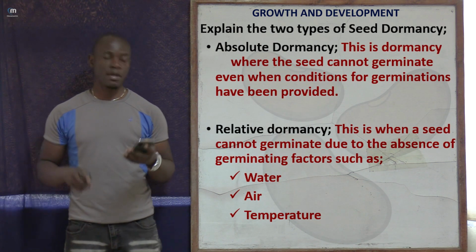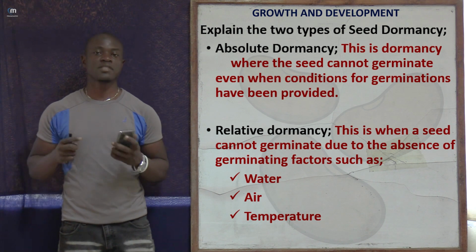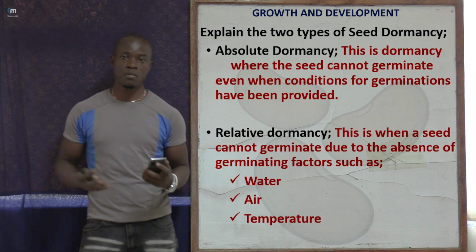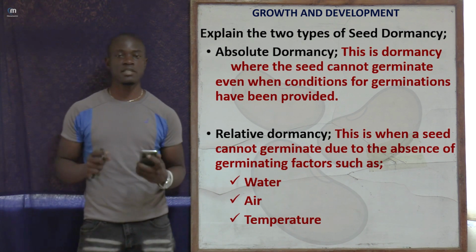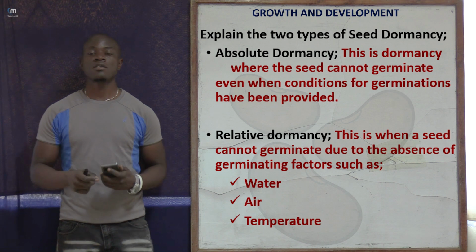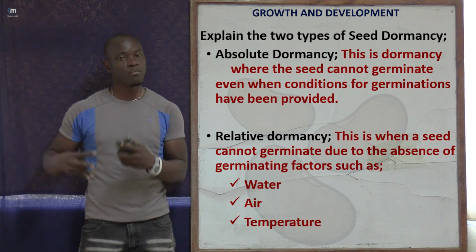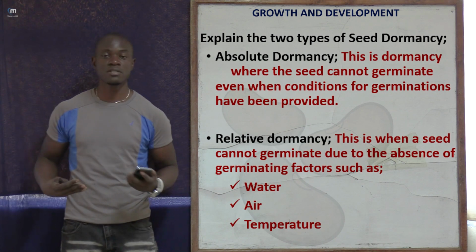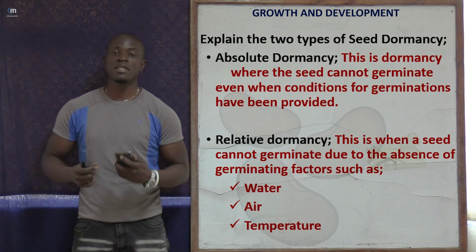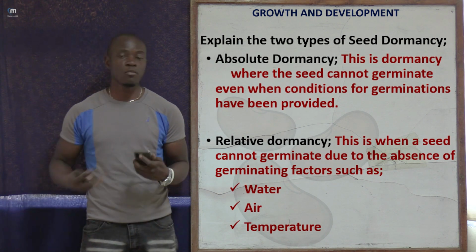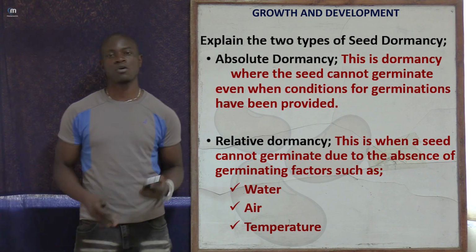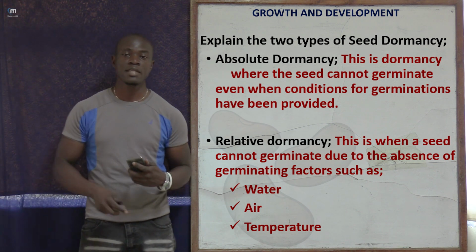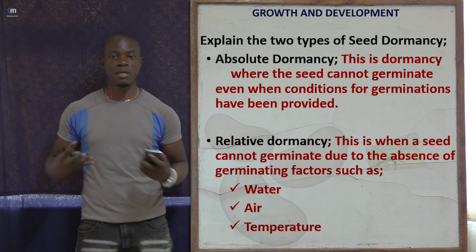The next question: explain the two types of seed dormancy. First of all, remember, what is seed dormancy? Seed dormancy is the condition whereby a seed is unable to germinate even when favorable environmental conditions have been provided. The seed will not germinate. It is unable to germinate even when temperature is optimum, light is optimum, and there is nutrient in the environment.